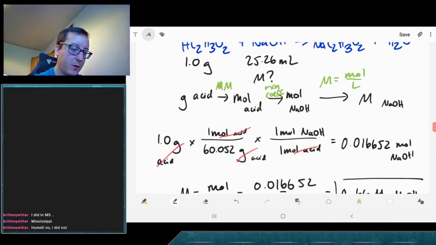Any questions on that one? This is really chapter 10 stuff, but I'm just throwing in the words buret, titration, and endpoint now. Nothing terribly new here.